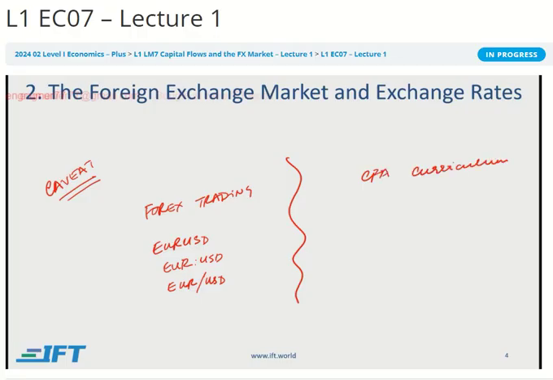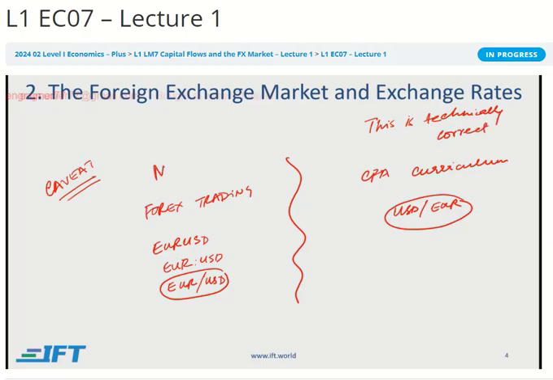In the CFA curriculum, if we're talking about Euro USD, it's going to be written as USD Euro. So clearly, you can tell the difference between these two. Now, technically, which is the correct one? It's the one that we're discussing in the CFA curriculum. This is technically the correct one. But in the market, the market practice is to write it the way I have shown you over here.